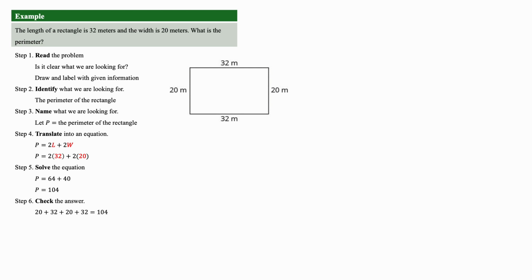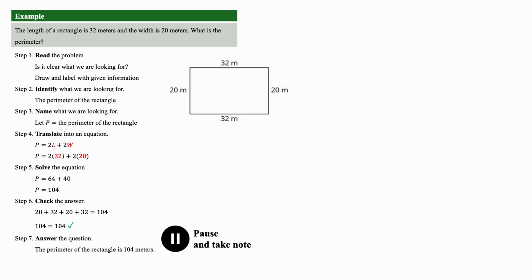We're going to check the answer by substituting this into the original equation. 20 plus 32 plus 20 plus 32 is equal to 104. And we are correct. So we're going to answer the question. The perimeter of the rectangle is 104 meters.